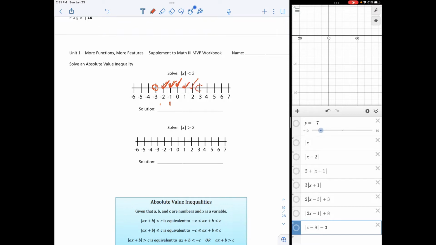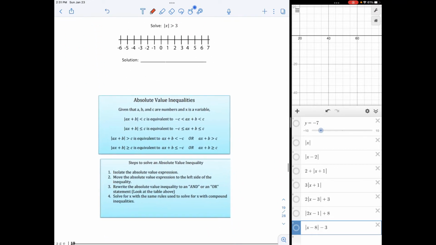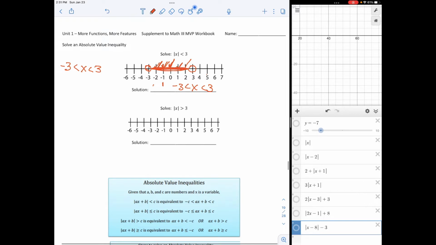Will 1 make it true? 1 is less than 3. 2 is less than 3. And again, at 3, I'm going to put an open circle. 4 is not true, 5 is not true, nor is 6 or 7. So all the numbers that are true are between -3 and 3. All of the numbers between -3 and 3 make that true. So I'd write that as -3 is less than x is less than 3. That's how I would write my solution. And by the way, I didn't mention this, but we're on page 19 of your notes.